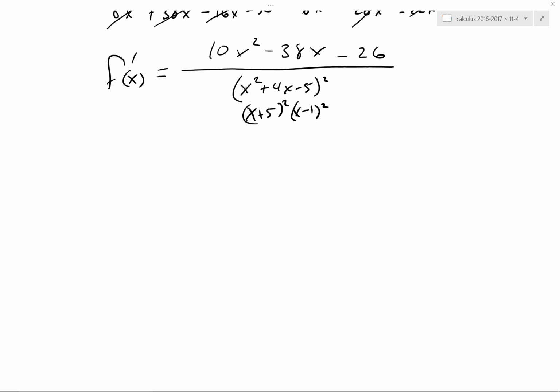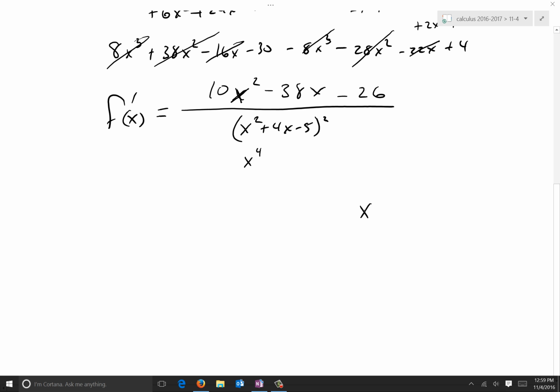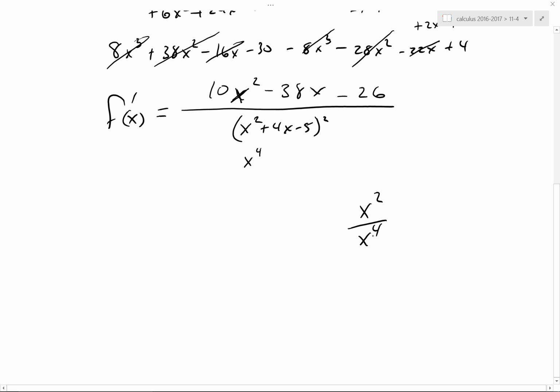Now, here's my question to you. If I were to ask you a question here, this bottom is x to the 4th power, isn't it? You see that? If you FOIL it out, it'd be x to the 4th. So you have x squared over x to the 4th. What's this thing doing as x gets huge? What happens as x gets big? This thing is headed towards 0, yes?